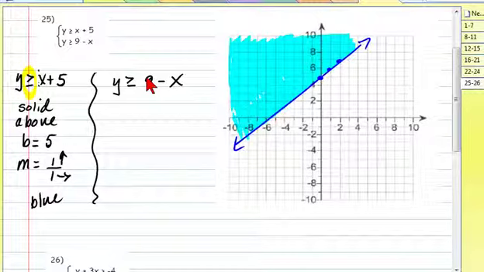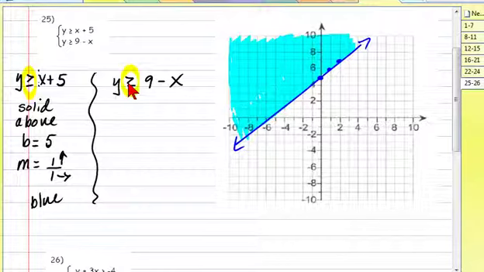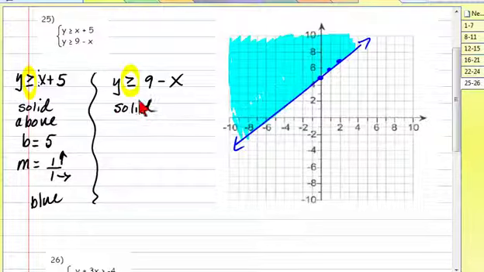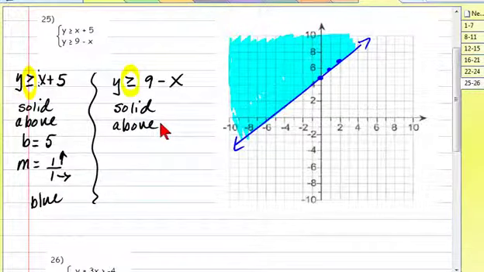All right, the second inequality, it's already in the y isolated form. So what does the symbol tell you? Solid or dotted? Solid. Does it ask you to shade above or below? It's a greater than? Above, because it's read from y's perspective. Y is greater than this.